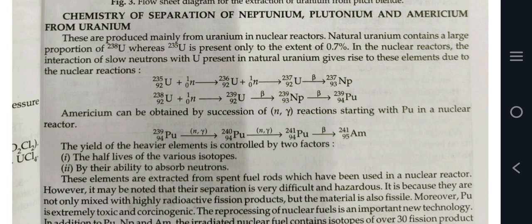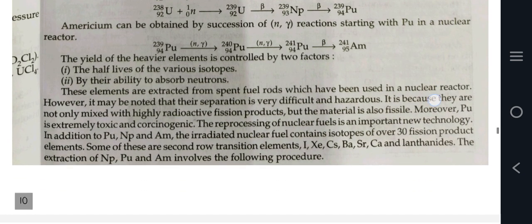Americium can be obtained by a succession of (n, gamma) reactions starting with Pu in the nuclear reactor. The yield of the heavier element is controlled by two factors. First, the half-life of various isotopes. Second, their ability to absorb neutrons. These elements are extracted from spent fuel rods which have been used in a nuclear reactor. However, it may be noted that their separation is very difficult and hazardous.